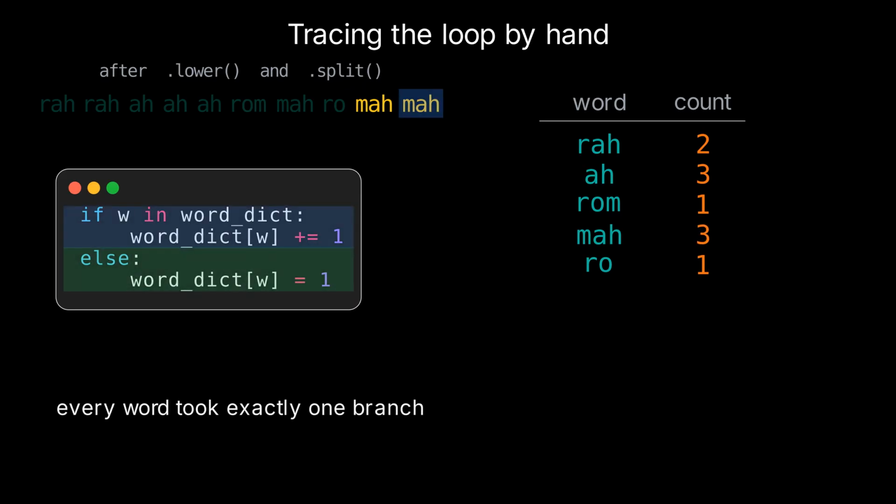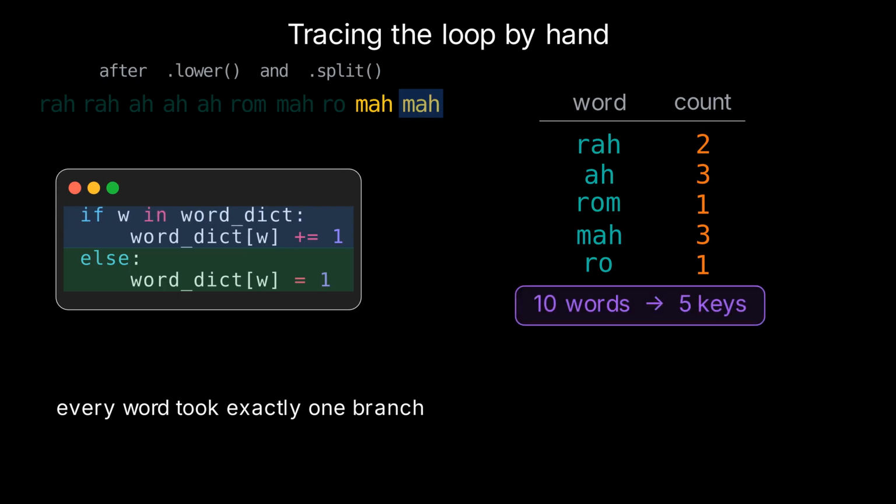And we're done. Every word landed in exactly one of the 2 branches. New words were inserted, repeats were incremented, and after 10 words, the dictionary holds 5 keys with their counts. The order the keys appear in, ra, rum, ma, ro, is simply the order each word was first seen. That's not a ranking, and it's not something to rely on.